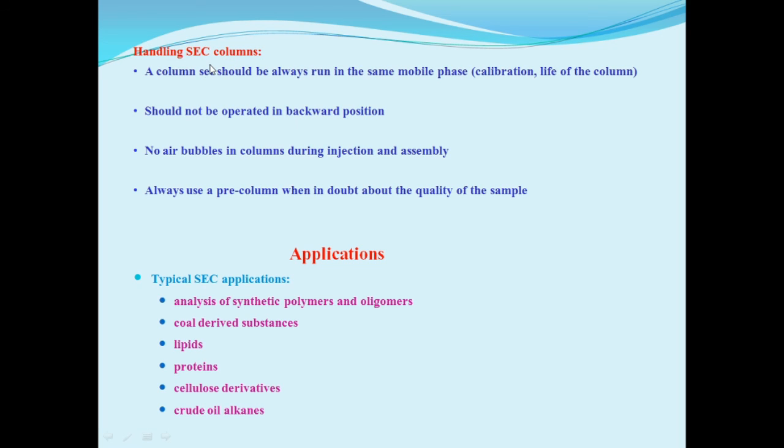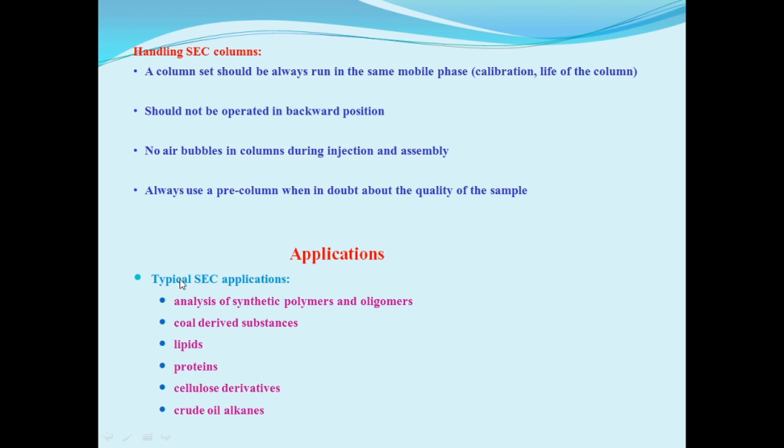Handling size exclusion chromatographic column. A column set should always be run in the same mobile phase. Calibrate. The column should not be operated in backward position. No air bubbles in columns during injection and assembly. Always use a pre-column when in doubt about the quality of the sample.